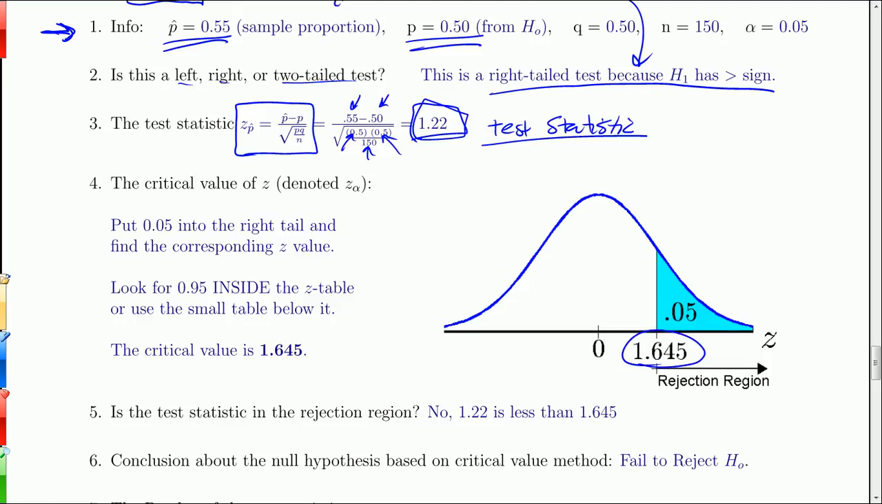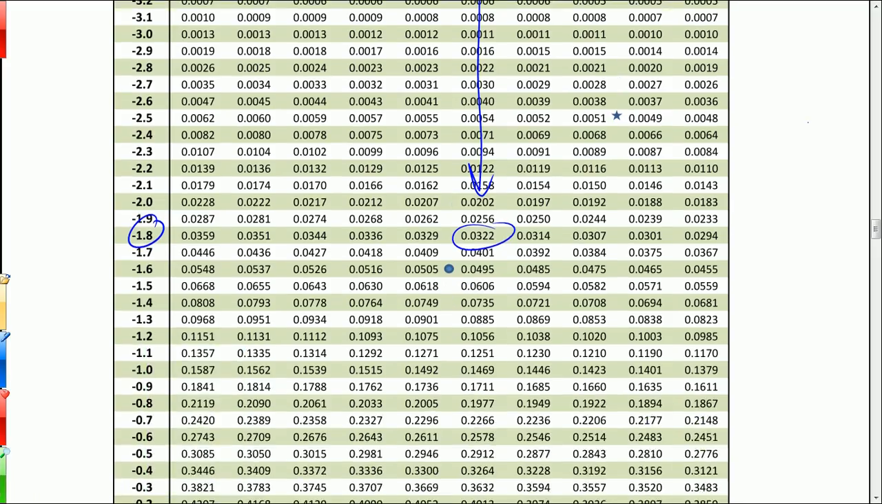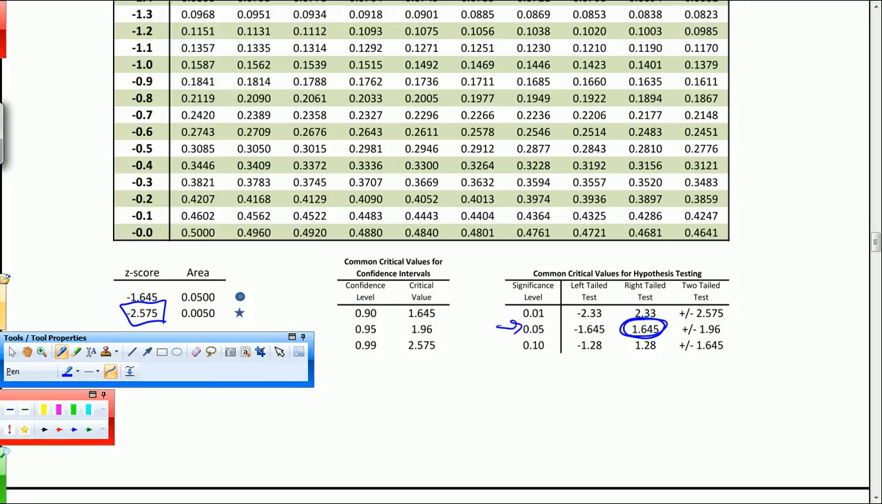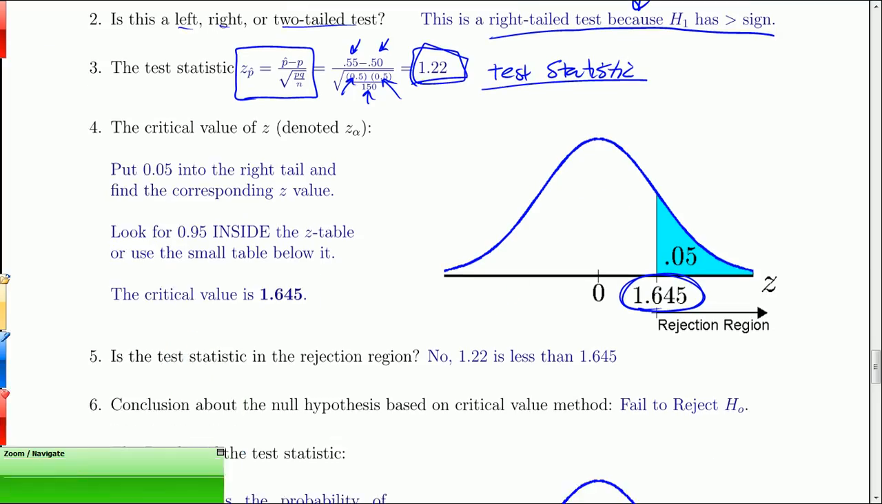This critical value was found from that little table, and I'll use a little cheater table because it's one of the popular ones. So the significance level was 0.05. It was a right-tailed test. A critical value is 1.645. So that's where I got my critical value. And because this is a right-tailed test, the rejection region is to the right.